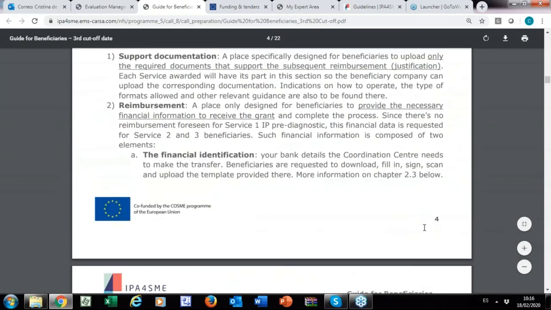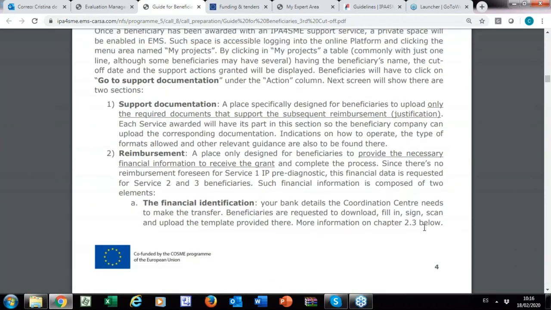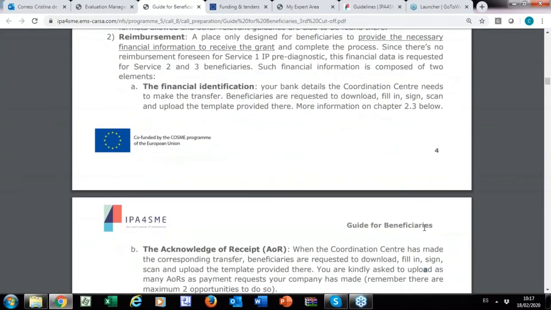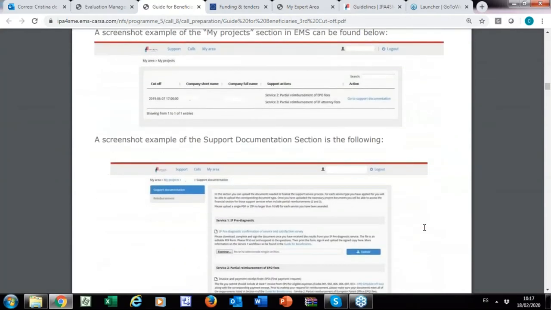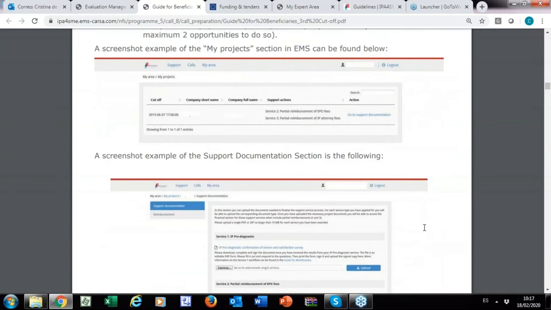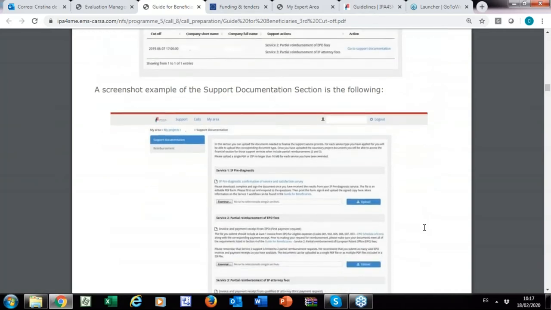So in summary, support documentation is where you provide us with the justification, the proof that you've had some expenditure in paying EPO fees or attorney fees, and the reimbursement section is where you give us the financial information to practically proceed with the reimbursement. Okay, here we also accompany the document with a couple of screenshots of the platform, so you can easily see how it looks before you go for the first time. As you can see, it's quite user friendly and intuitive. We try to make it as clear as possible.